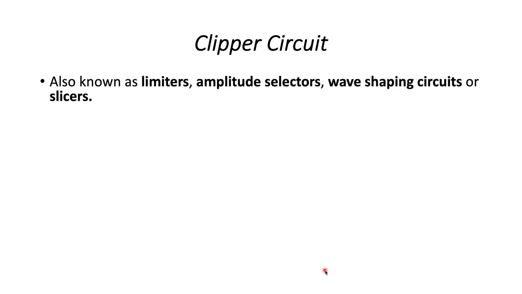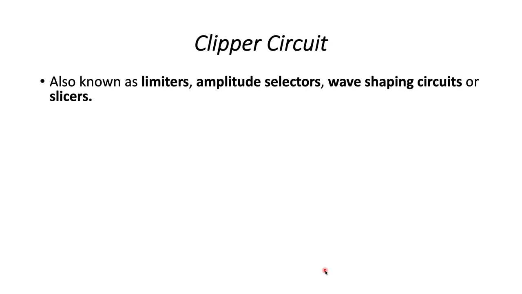So today we will be discussing some basic concepts of clipper circuits, the different types of clipper circuits, and their applications. There are other names for the clipper circuit also. It is also known as limiters, amplitude selectors, wave shaping circuits and slicers. Later we can see why it is known as limiters and all these other terms.